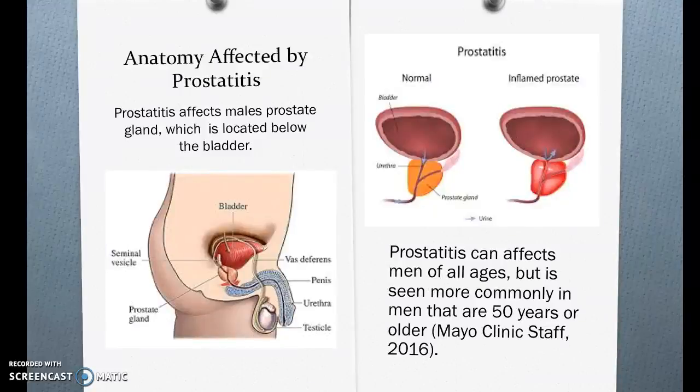Anatomy that's affected by prostatitis. It affects the male's prostate gland, which is located below the bladder, and you can see that below in the diagram there. Prostatitis can affect men of all ages, but is seen more commonly in men who are 50 years or older.